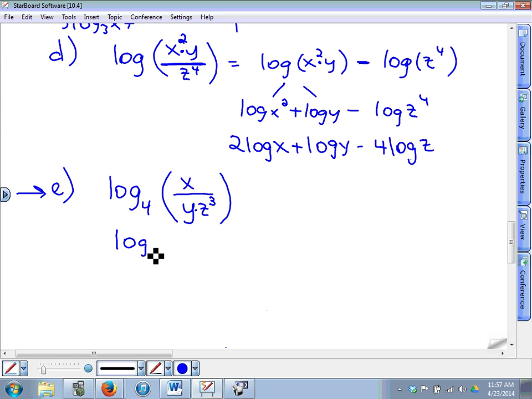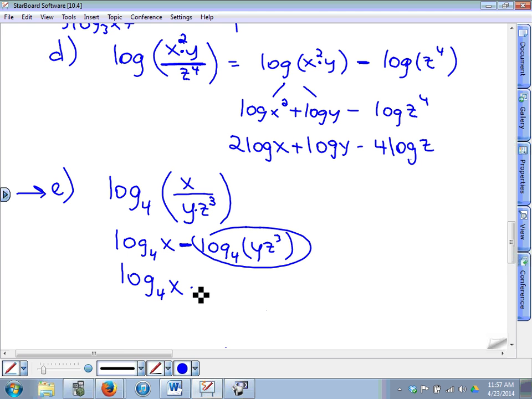So hopefully this is how y'all started. Log base 4 of x minus log base 4 of y z to the third. Is that how y'all started? Yeah. Good, that's perfect. Here's where I think it got a little funky. Aren't you supposed to subtract this entire expansion? So you've got to subtract the entire expansion in parentheses. So it's minus log base 4 of y, and you still use a plus here. That's not incorrect. The problem is, if you're subtracting this entire expansion in parentheses, what happens to that minus sign?